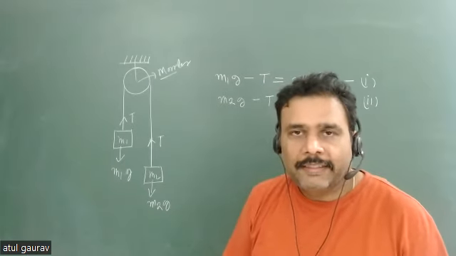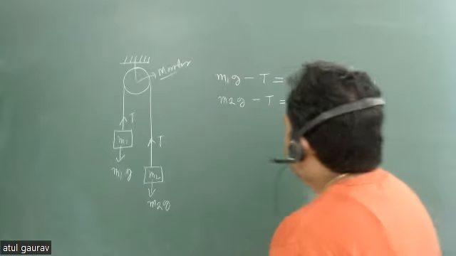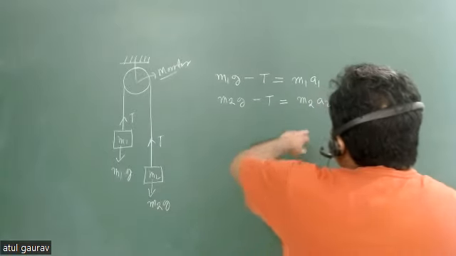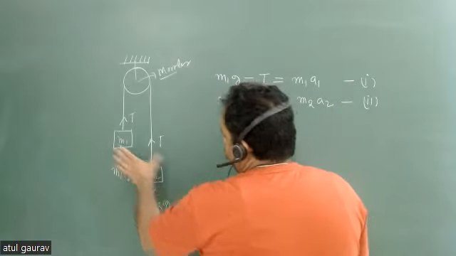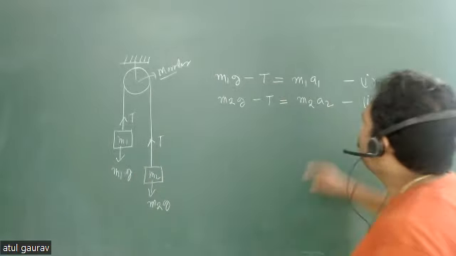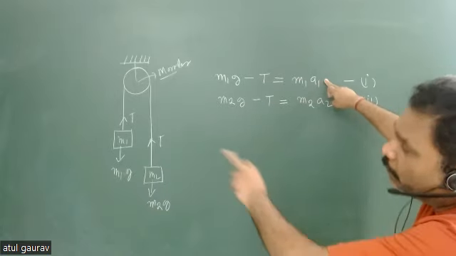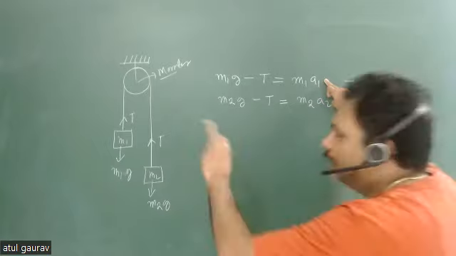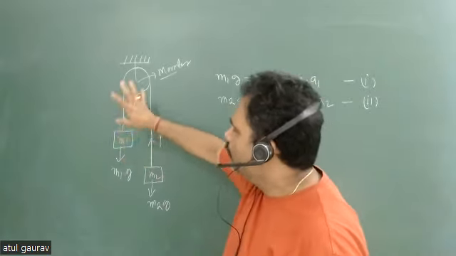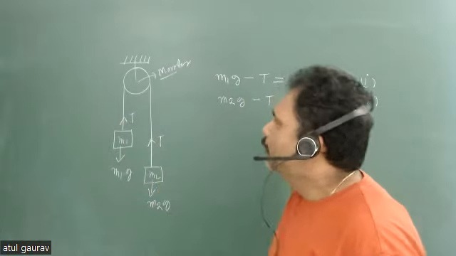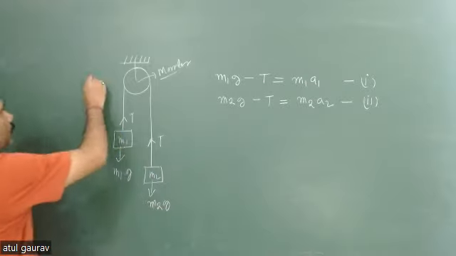Are you getting this? Yes, sir. Now I have to establish the relationship, and I know that there is a relationship between M1 and M2. The motion of M1 and M2 is not independent, rather they are dependent. So I have to establish the relationship of acceleration between M1 and M2. How will I go for that? I will go for the equation of constraint.